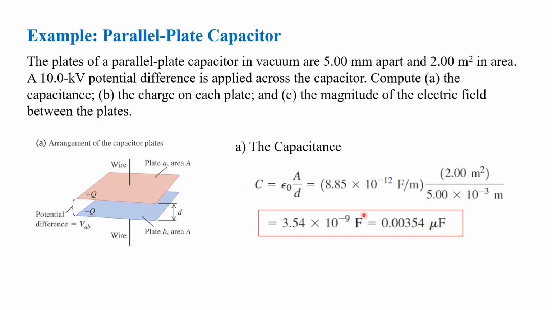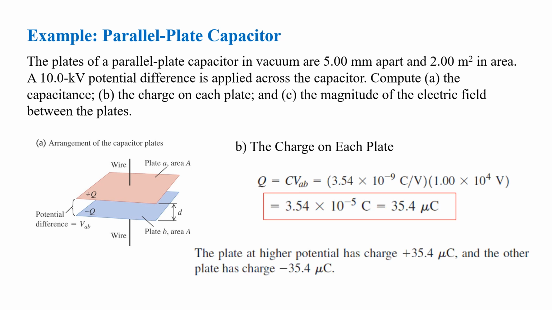If you want a bigger capacitance, you either increase the area or decrease the distance D. And if you buy capacitors in stores, you'll see that the units are very small. You buy capacitors in microfarads, picofarads, or even nanofarads. If you want a capacitor in farads, that would make it a very, very large one.